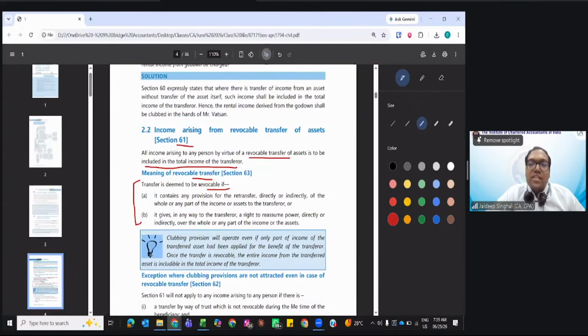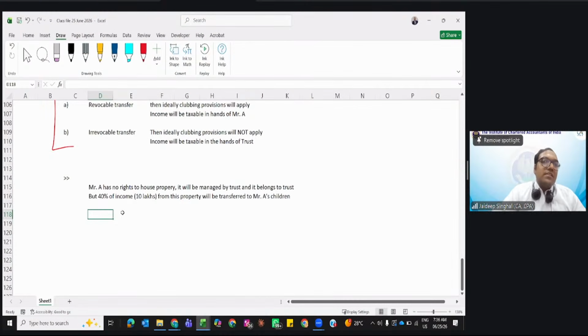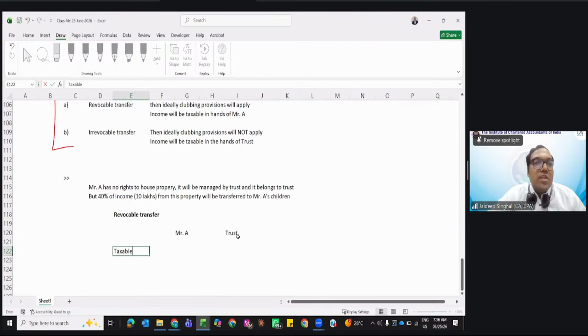See, a transfer is deemed revocable if it contains any provision for the retransfer, directly or indirectly, of the whole or part of the income. Is the 40% of income going to Mr. A back again, or to the beneficiaries of Mr. A? The answer is yes. So is it revocable or irrevocable? It is a revocable transfer. Now tell me, how much will be taxable to Mr. A, and how much will be taxable to the trust? The total income is 10 lakhs. 40% is reverting to Mr. A's children.